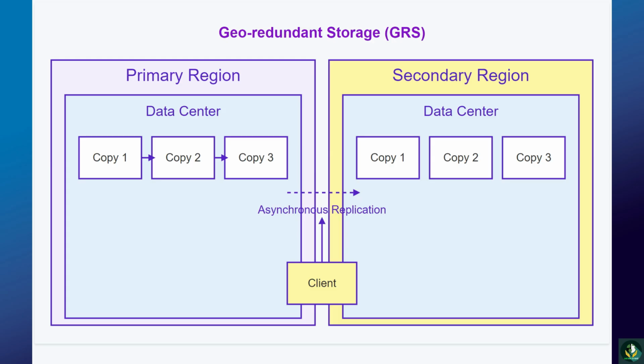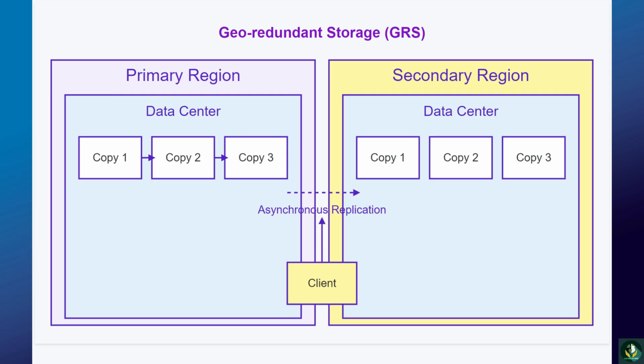Secondary region. The large rectangle on the right represents the secondary Azure region, typically hundreds of miles away from the primary region. Secondary data center. Similar to the primary region, the secondary region contains a data center where replicated data is stored. Secondary region. Data copies. The secondary region also maintains 3 copies of the data, again using LRS.